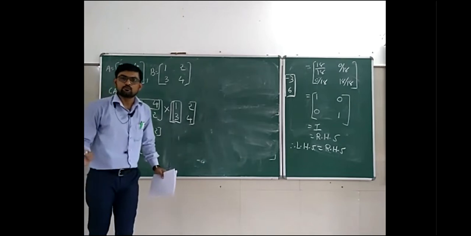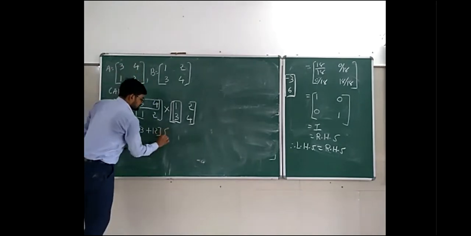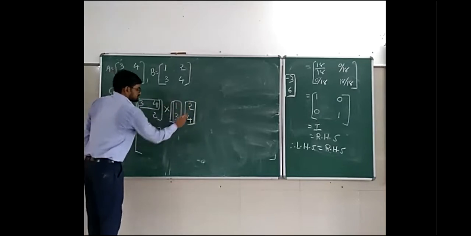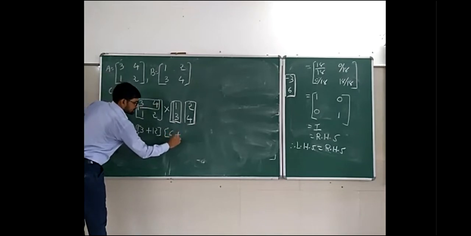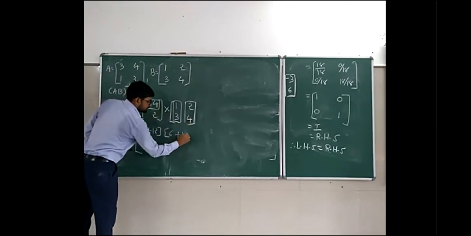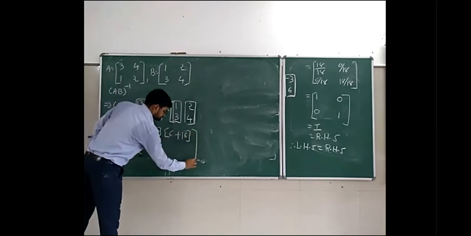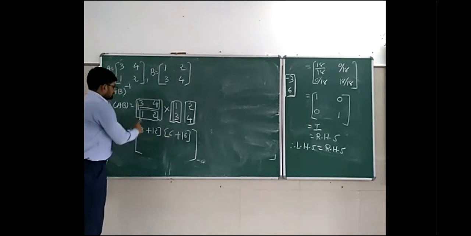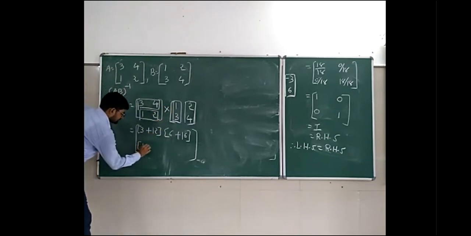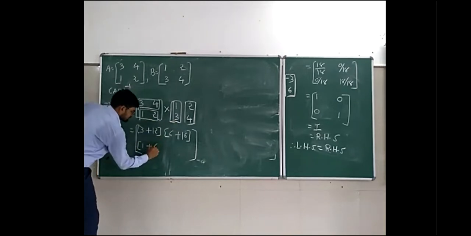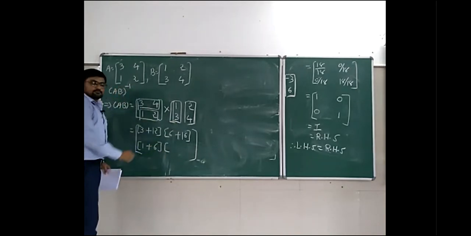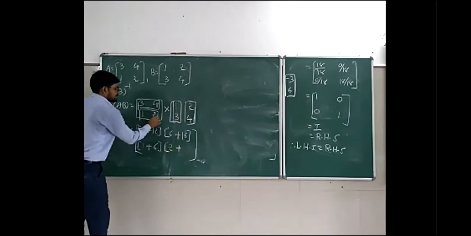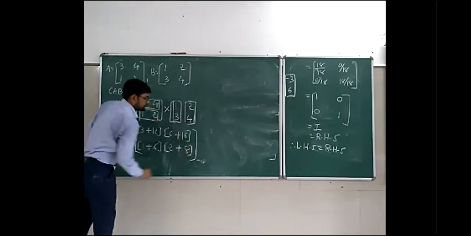Multiplication of first row, first column over the brackets. First row into second column, so we'll write in the second bracket. First into first, 3 into 2, 6. Plus second into second, 4 into 4, 16. Then use second row, first column. First into first, 1. Plus second into second, 6. Then use second row, second column. First into first, 2. Plus second into second, that is 2 plus 2 into 4, 8.